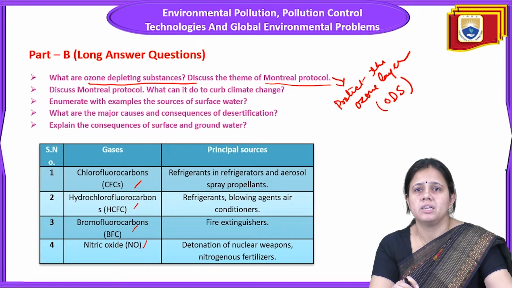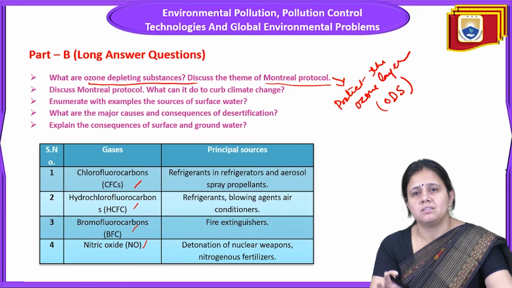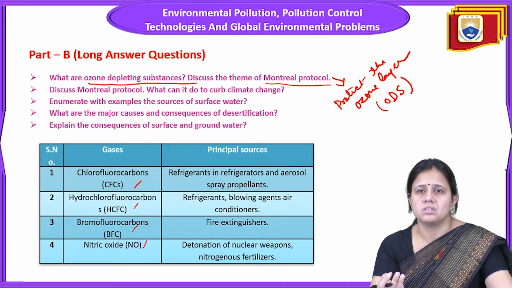And next is: enumerate with examples the different sources of surface water pollution. Surface pollution sources are those pollutants that pollute surface water like rivers, ponds, streams and lakes. Examples of its sources are household sources and industrial effluent.